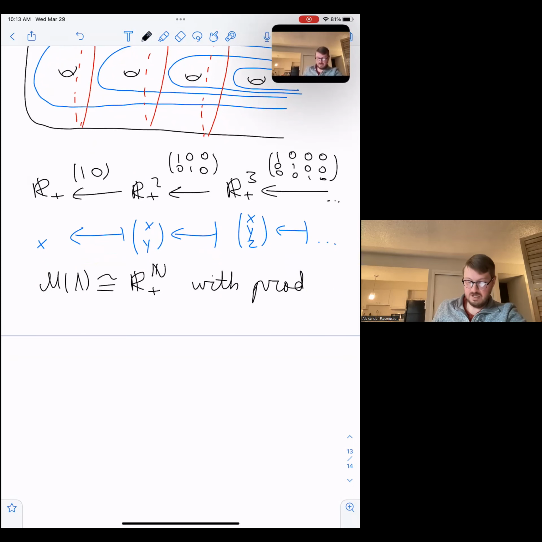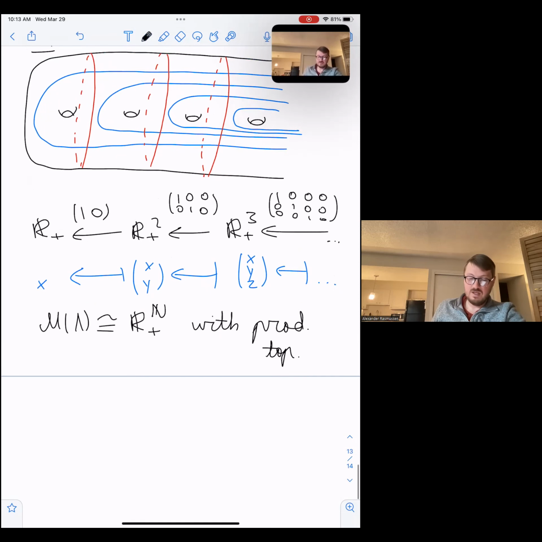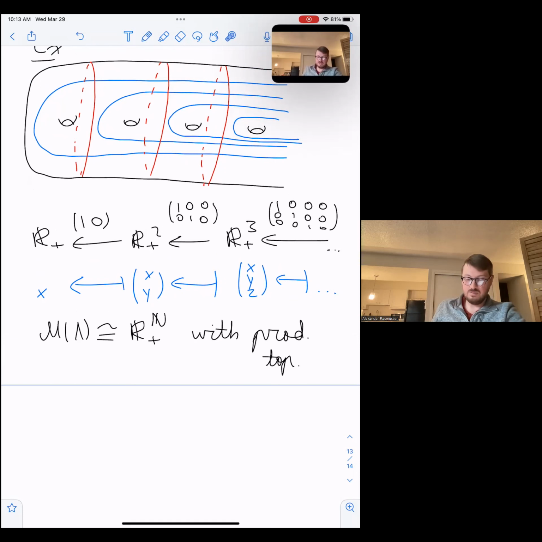So just an infinite product of rays R plus. And that kind of makes sense. So this cone is basically just recording a number associated to each leaf in the lamination, of which there are countably many.